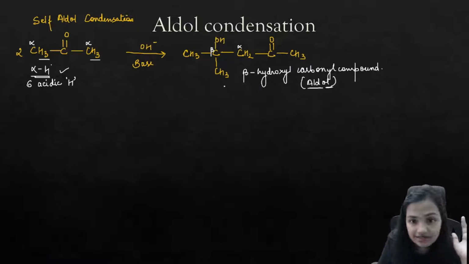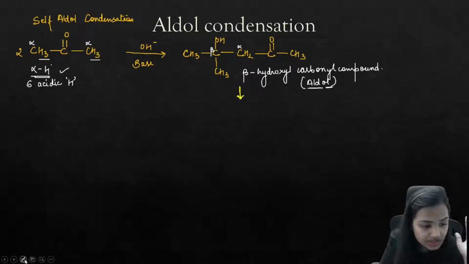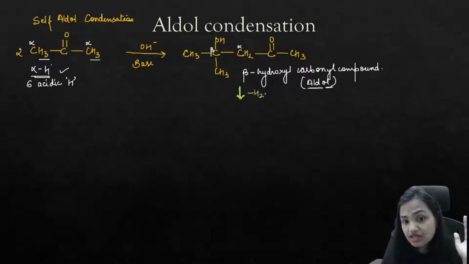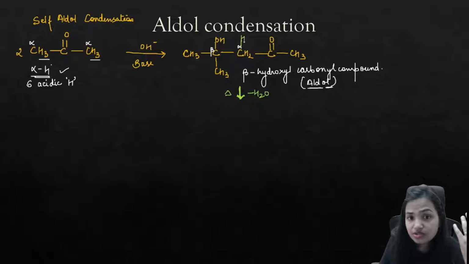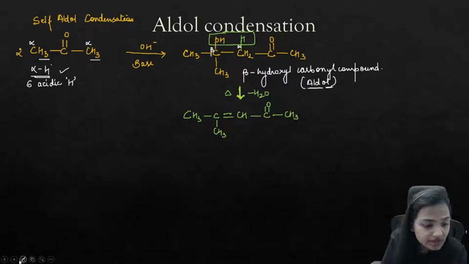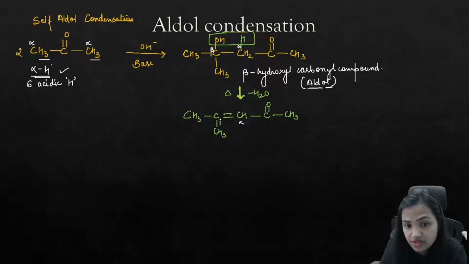And because of one reason, what is the reason behind it? Let me take green color. Over the alpha position we have more acidic hydrogens, more alpha hydrogens. So if we do the elimination of water, the dehydration, then this hydrogen and this oxygen will get eliminated, and ultimately we will get CH3 C double bond CH single bond C double bond O CH3. If you see this particular molecule, this is the functional group. This is your alpha position, this is your beta position.